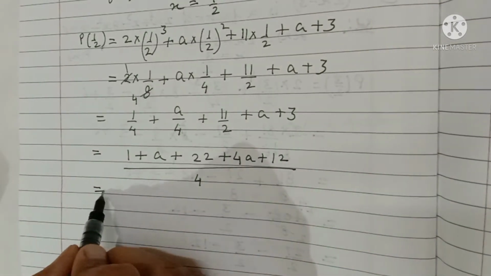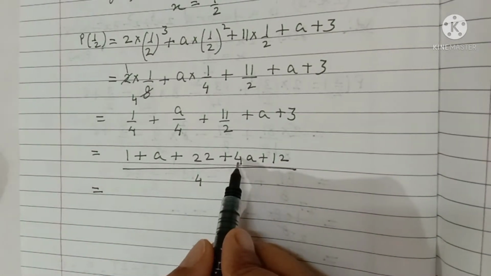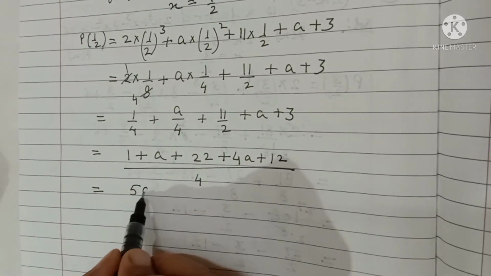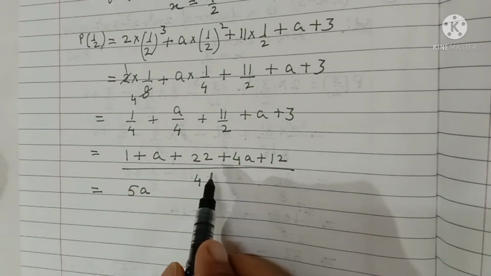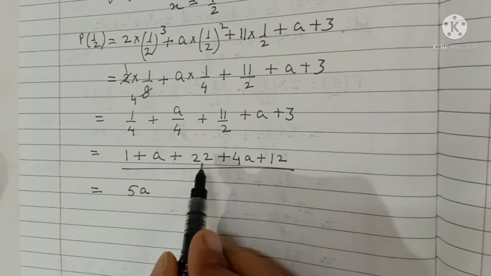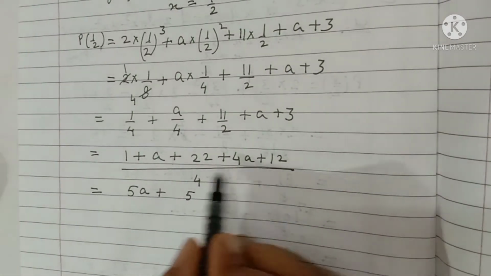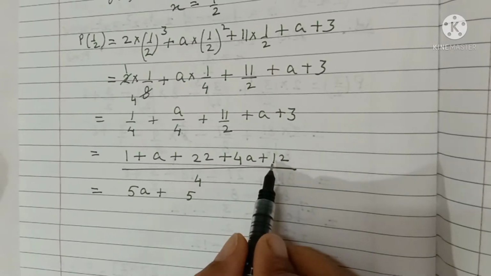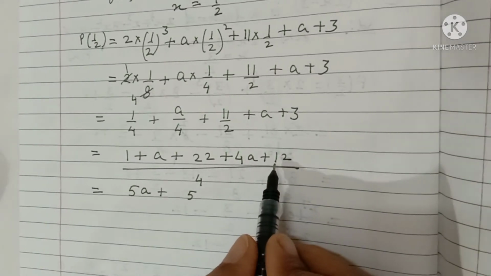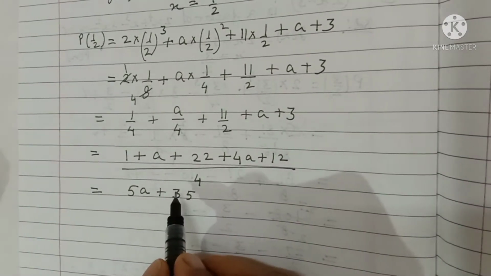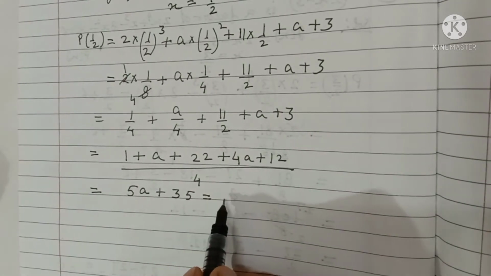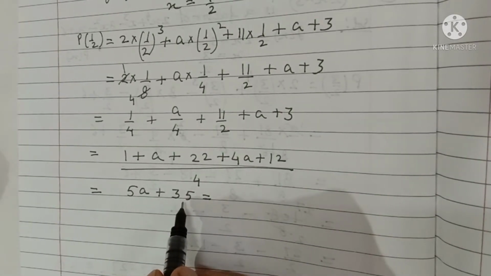Now solve it. 4a plus a is 5a. Add these numbers: 2 plus 2 is 4, plus 1 is 5, and 2 plus 3, so 35. This is equal to 5a plus 35.